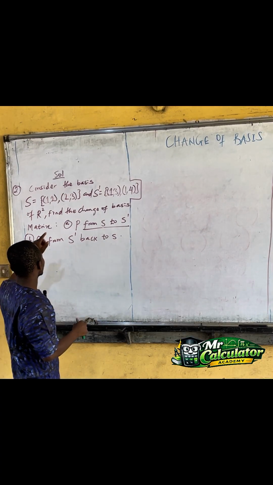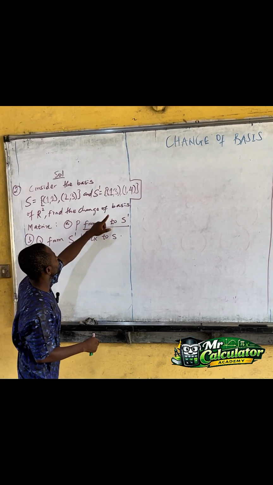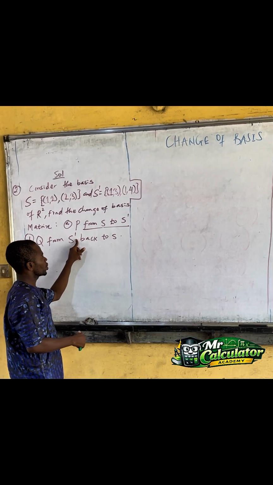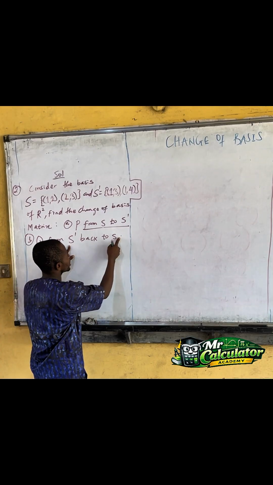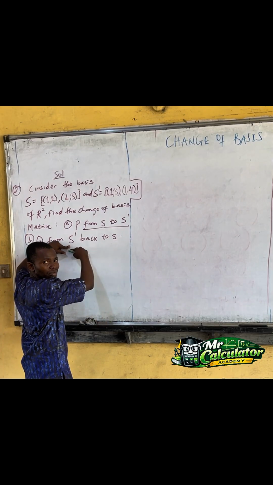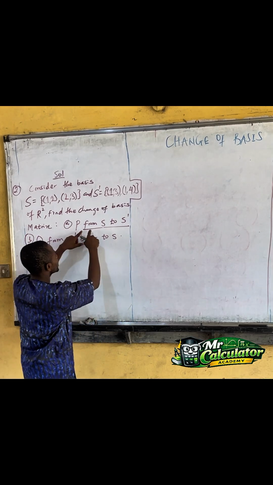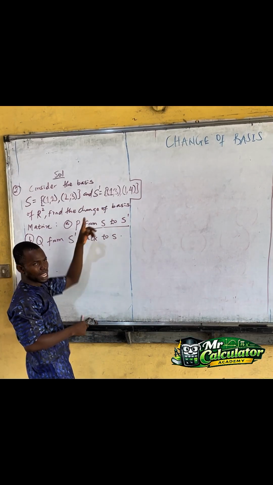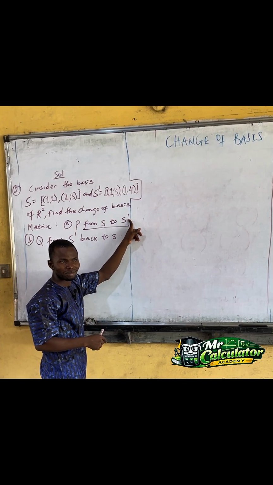But the question now says B, the second part, B. It says find the change of basis matrix Q from S prime back to S. This one is different from this. From S prime back to S. It means for this one, we want to write the basis of S prime as a linear combination of the basis of S. But this one, S to S prime, we want to write the basis of S as a linear combination of the basis of S prime. Now, solution.